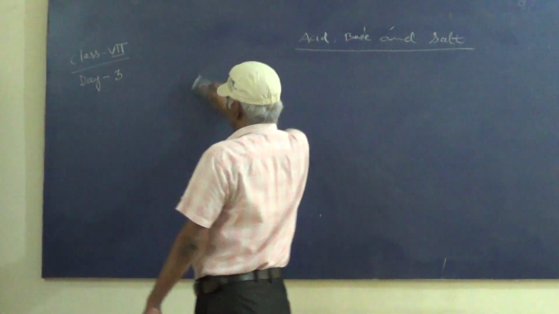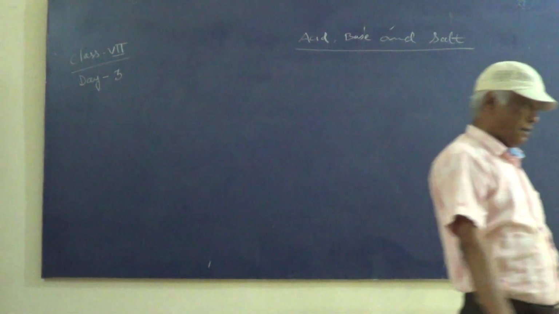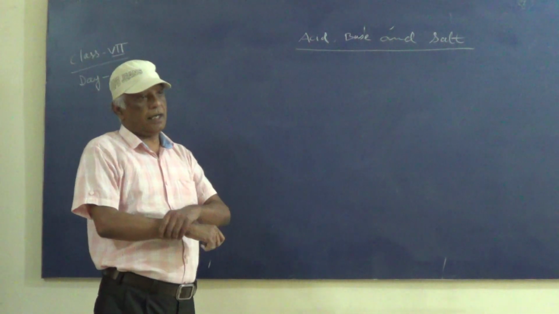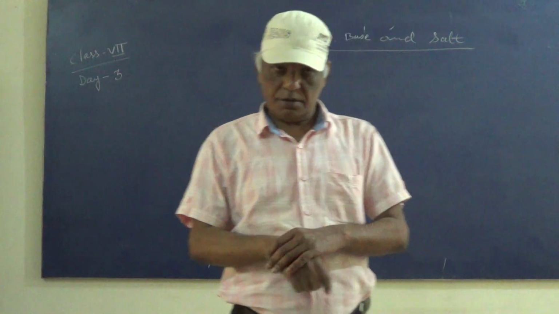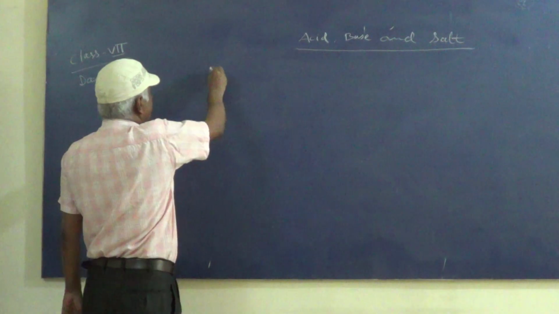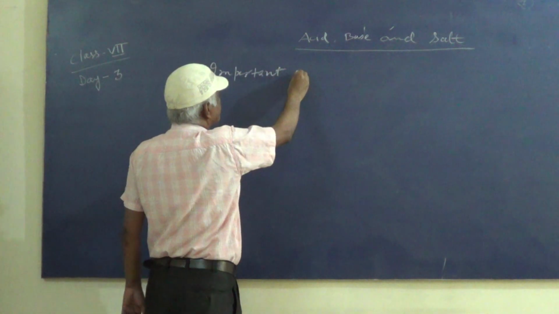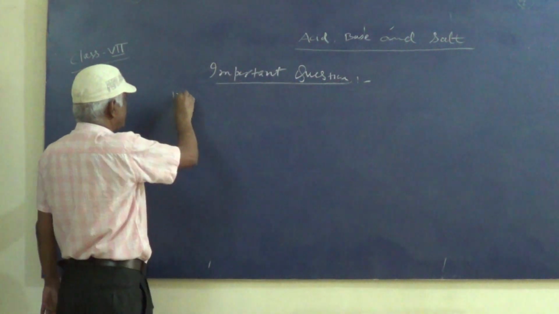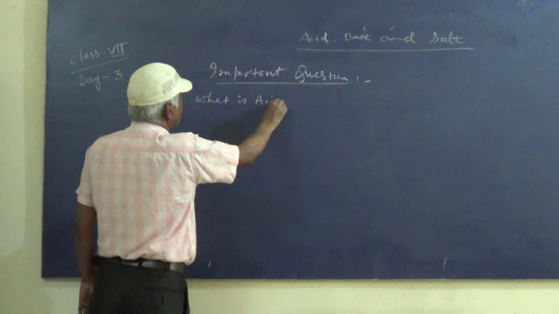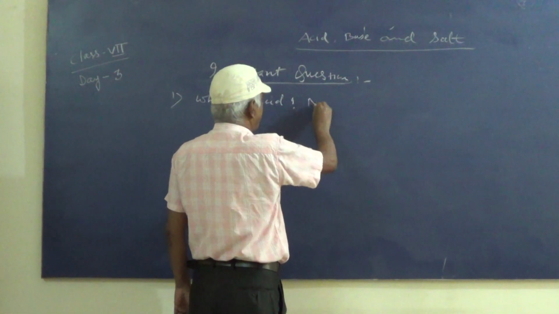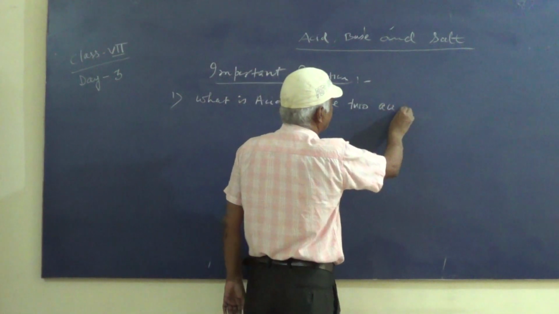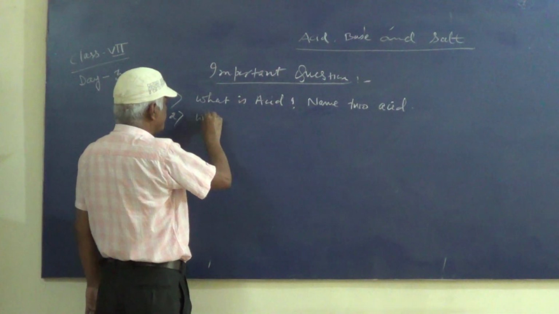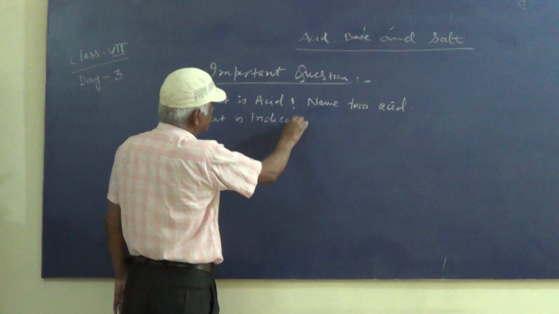Now I am giving you some important questions you have to solve. They are very important questions for class 7 and also in higher class 10th. In 10th also acid base salt. Important questions. What is acid? Name two acids. Second question: what is indicator?